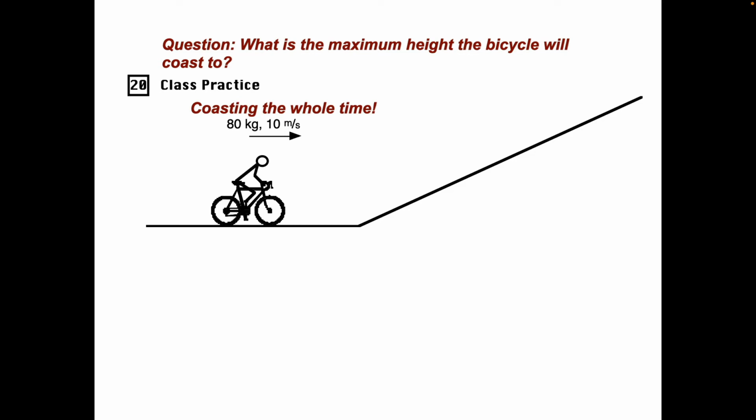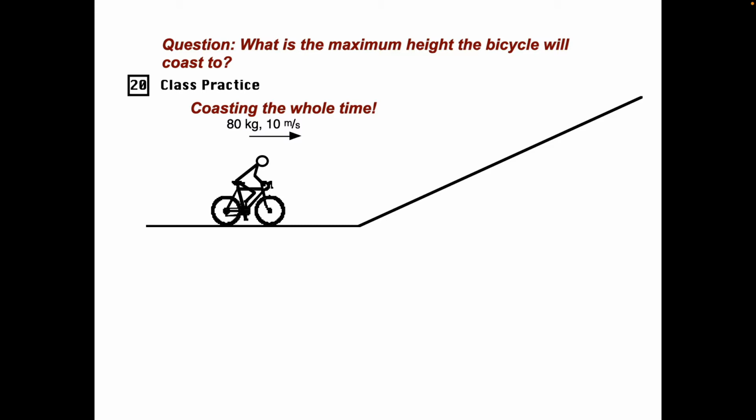Okay, so these are some video notes from what we did today in class. Here's our example. I want to answer the question, what is the maximum height the bicycle will coast to? And I can see at the bottom, it's traveling at 10 meters per second. The mass of my bike and rider is 80 kilograms, and I'm coasting the whole time.